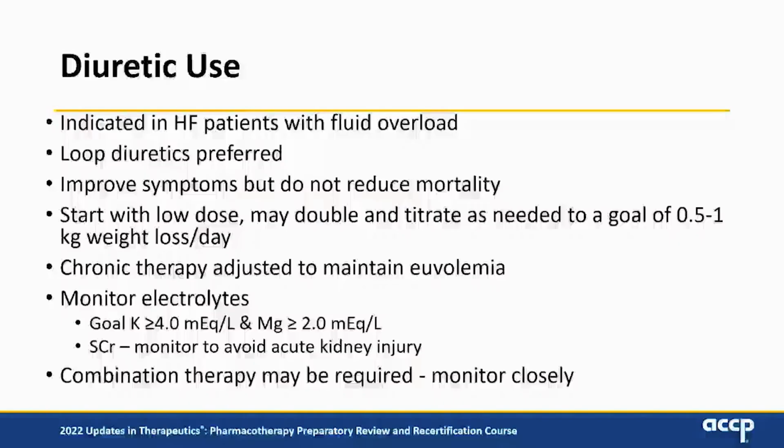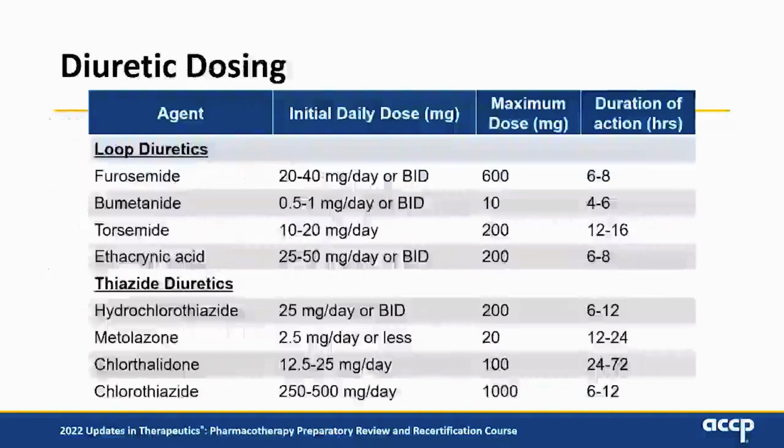So we do have to monitor electrolytes. Of course, these drugs can cause potassium and magnesium wasting, so we're going to try to supplement potassium to keep it at least 4. Sometimes we do that with an actual potassium supplement. Sometimes we can do that by increasing our doses of our MRAs or our ACEs, ARBs, ARNIs. And also monitoring creatinine to watch out for the potential for pre-renal acute kidney injury. Combination therapy may be required to achieve adequate diuresis, especially in later disease. And so the most common combination therapy that we use is add-on of a thiazide diuretic.